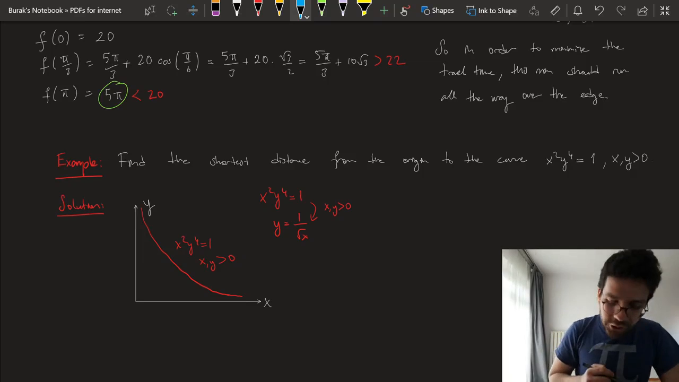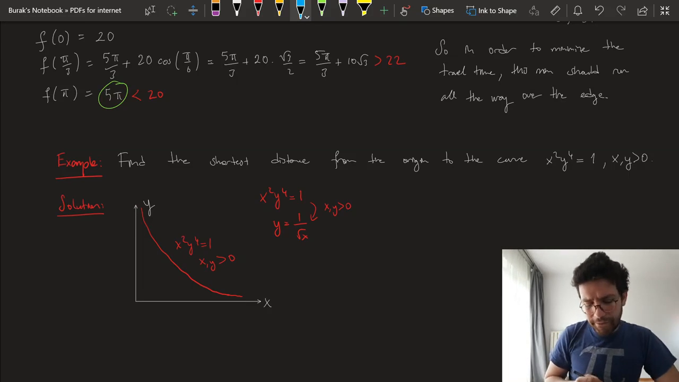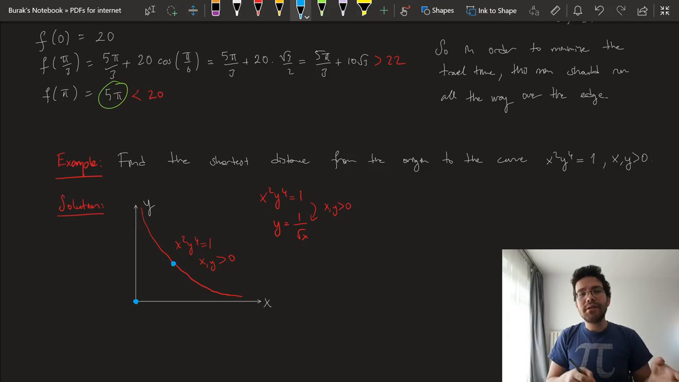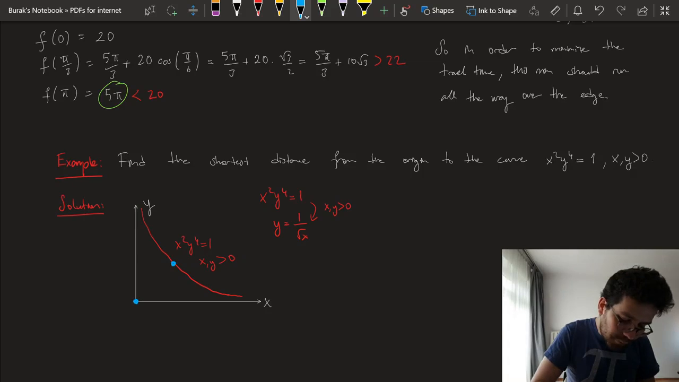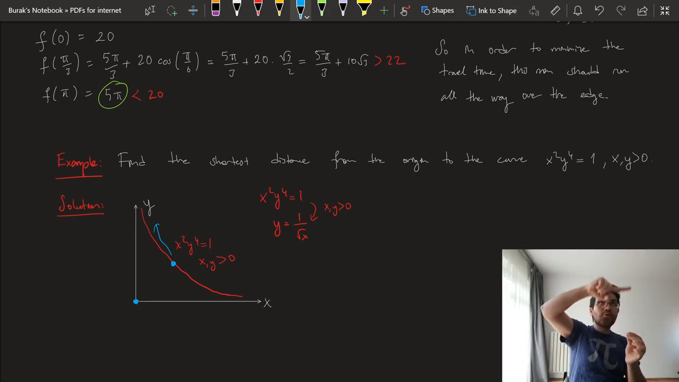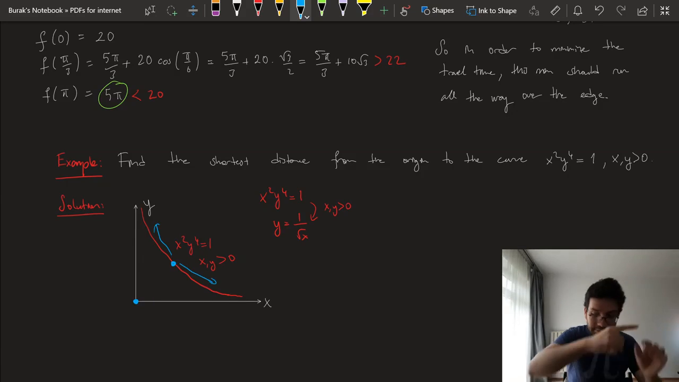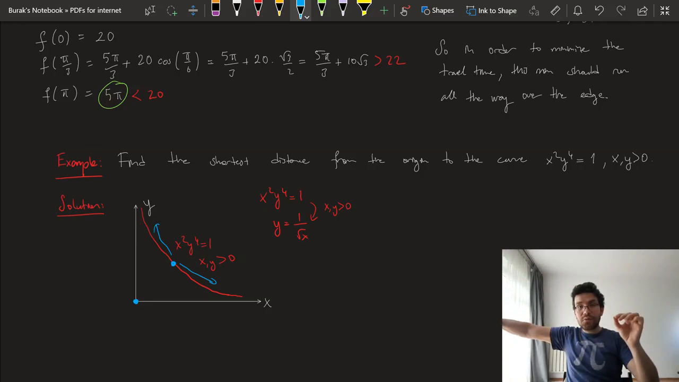I want to find the shortest distance from the origin to this curve. So here's my origin, and I want to find the shortest distance. You see that there will be some point on this curve which minimizes the distance. Why? Because if you just move this point in this direction indefinitely, the distance will go up to infinity, and if you move this point in the other direction indefinitely, the distance will also go up to infinity.